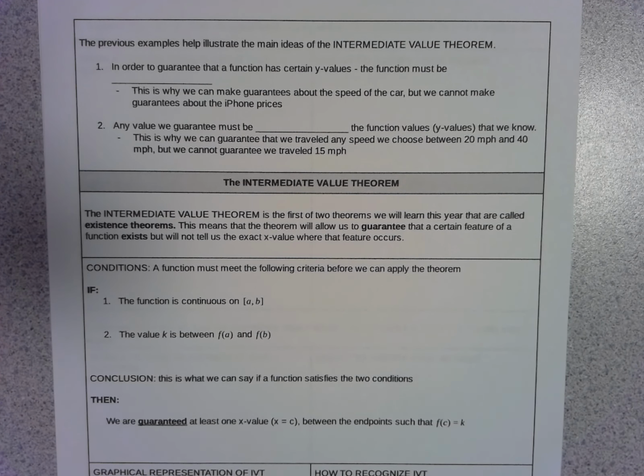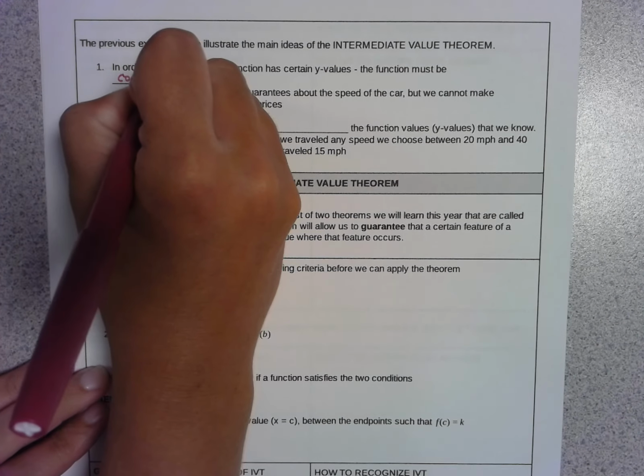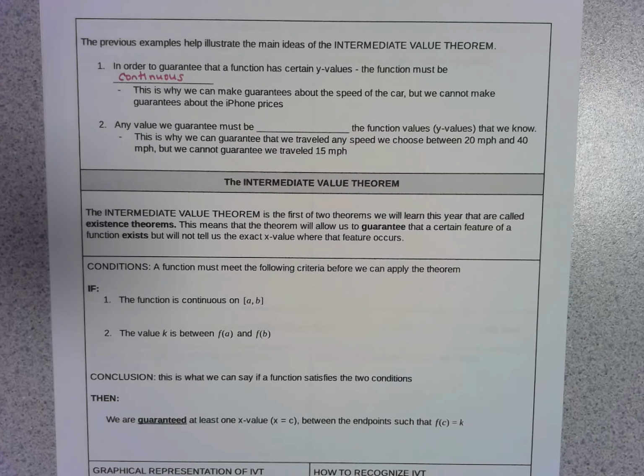When we apply that same reasoning to a function, here's what we can come up with. In the previous examples, we illustrate the main ideas of the intermediate value theorem. The first main idea is that in order to guarantee that a function has certain y values, the function must be continuous. This is why we can make guarantees about the speed of the car, but we cannot make guarantees about iPhone prices. If the values can jump around, then they're not continuous. And if they're not continuous, anything can happen.